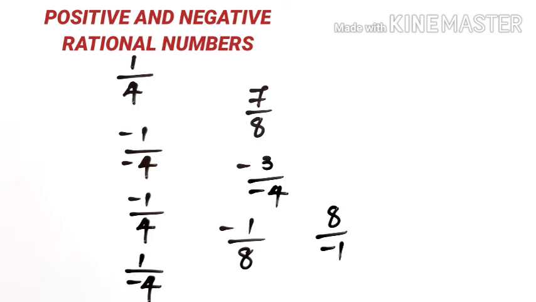Numerator, denominator or P and Q. If both are positive or both are negative, it will be a positive rational number.